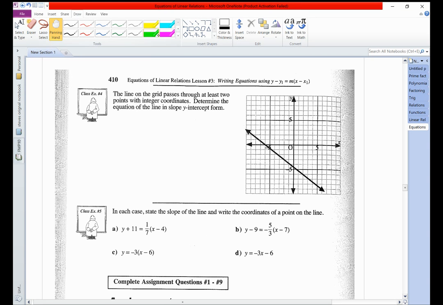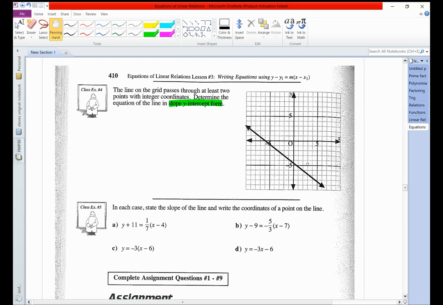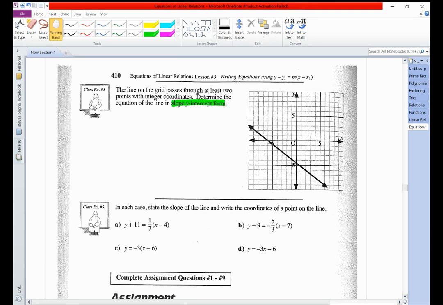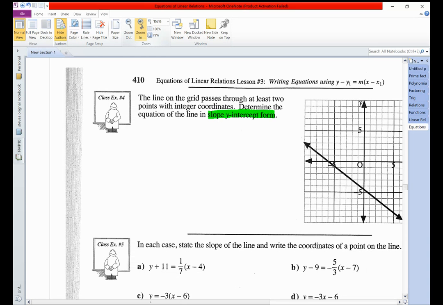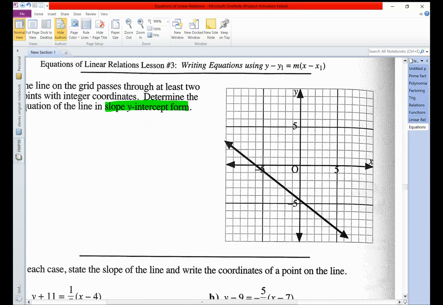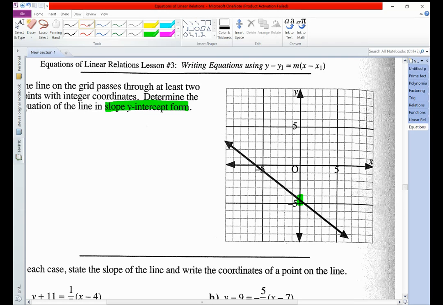So the trick here is, if we want to put this into slope y-intercept form, we need the slope and the y-intercept. But if you look at our y-intercept, we're not going through an exact integer point, right? You can see that y is negative 4 is right here, and y negative 5 is down here. Anyways, you get the point.